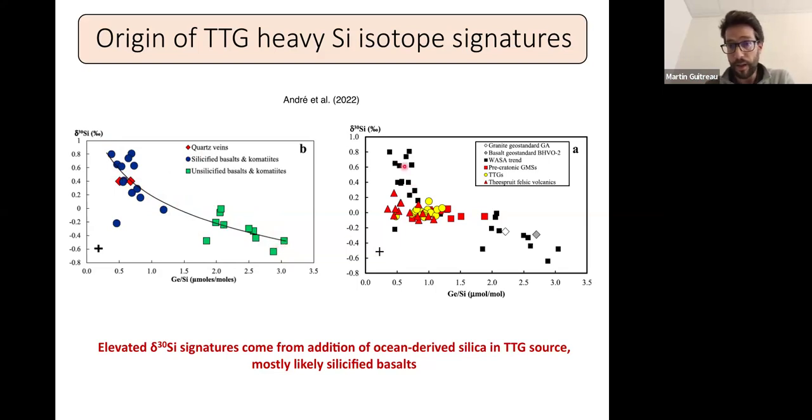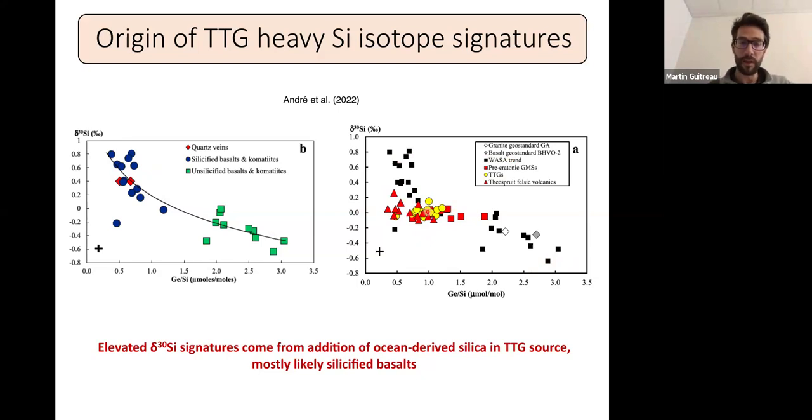The same data on the left figure can be found on the right figure. So now they're in black. It's called the Waza trend. And in yellow and red, you have those granitoids analyzed in the Kaapvaal craton. And as you can see, they fall on the 0 per mil composition that was characteristic of these TTGs.